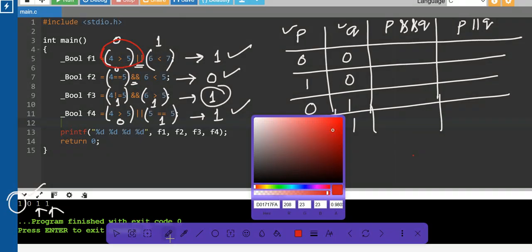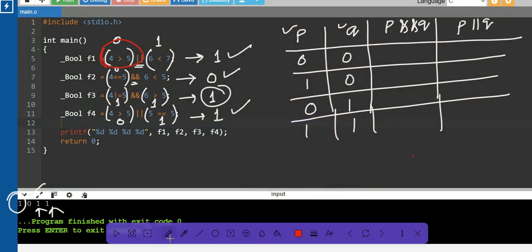Okay. So now here you can see, if both the conditions evaluate to false, then the AND operation and the OR operation will both be false. But if the first condition evaluates to true and the second condition evaluates to false, in such a case, logical AND will be false, but logical OR will be true.